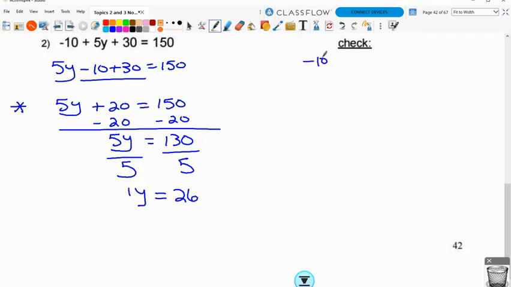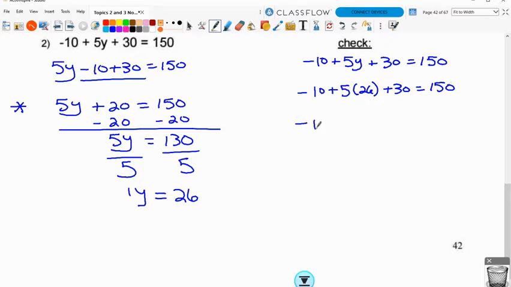The original equation was negative 10 plus 5y plus 30 equals 150. Now replace y with 26: negative 10 plus 5 times 26 plus 30 equals 150. And again, with order of operations, I'm going to have to multiply first. So I'm going to keep the negative 10, and then I'm going to do 5 times 26, which is 130. Bring down plus 30 equals 150.